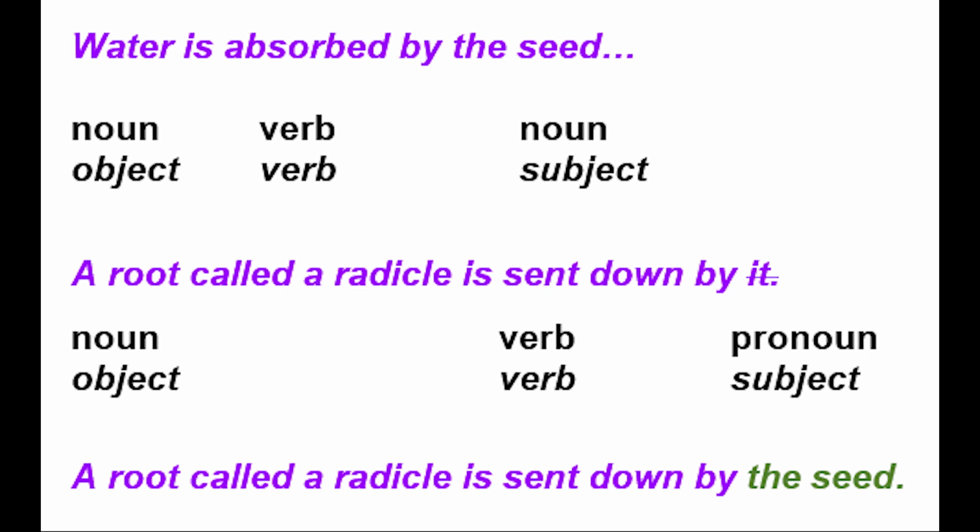Hang on a minute. The pronoun it at the end of that sentence doesn't quite sound right to my ears. So instead, I'm going to replace it with the original version of the noun, which is the seed. Let's reread that sentence and see if that makes sense. A root called a radical is sent down by the seed. That sounds much better to my ears.